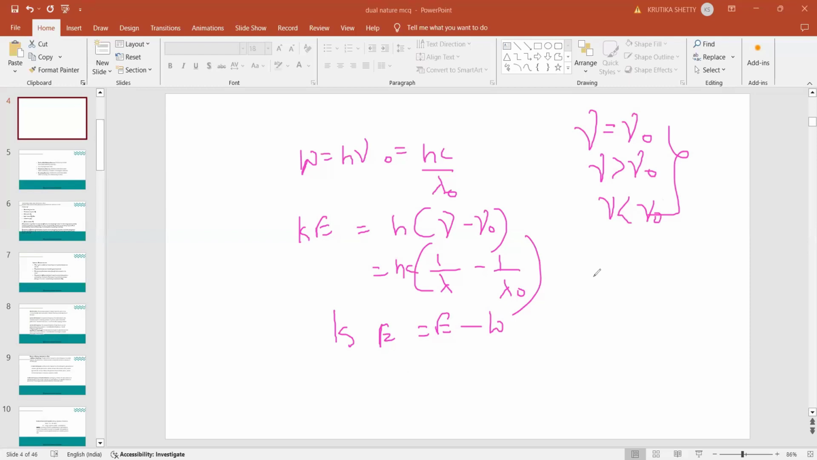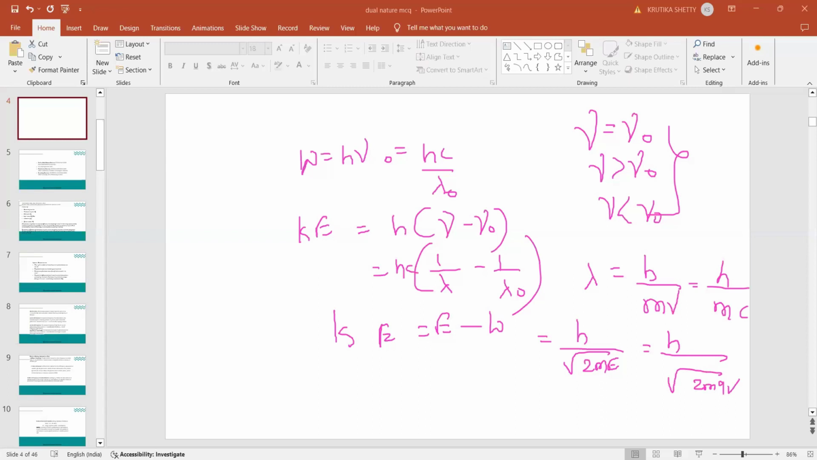We have just written them. So the de Broglie wavelength is given by h upon mv, or h upon m into c. Lambda is equal to h upon root of 2mE, which is equal to h upon under root of 2mqv. So instead of q, we can also put the charge of the electron e there. Okay. Yes, is it clear? Any doubt till now?